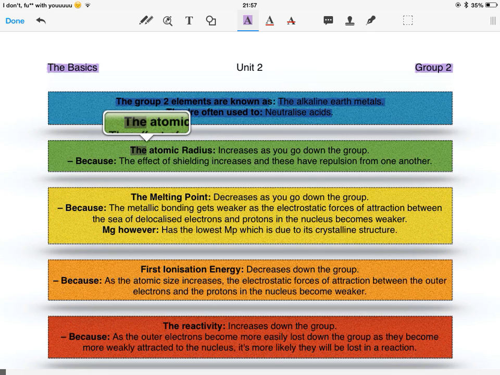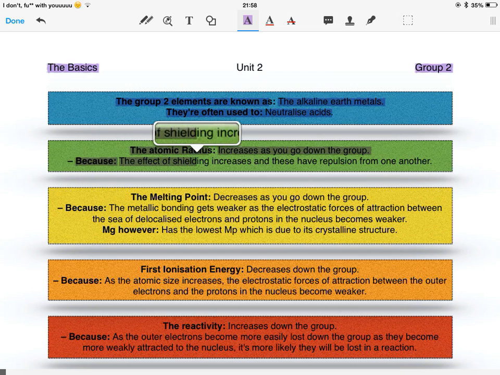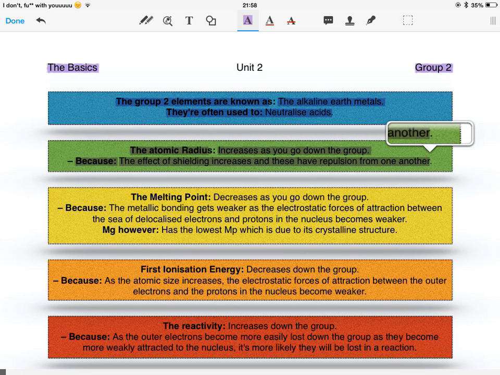So the atomic radius increases as you go down the group. The reason for this is because of the effect of shielding, which increases, and these have repulsion from one another.